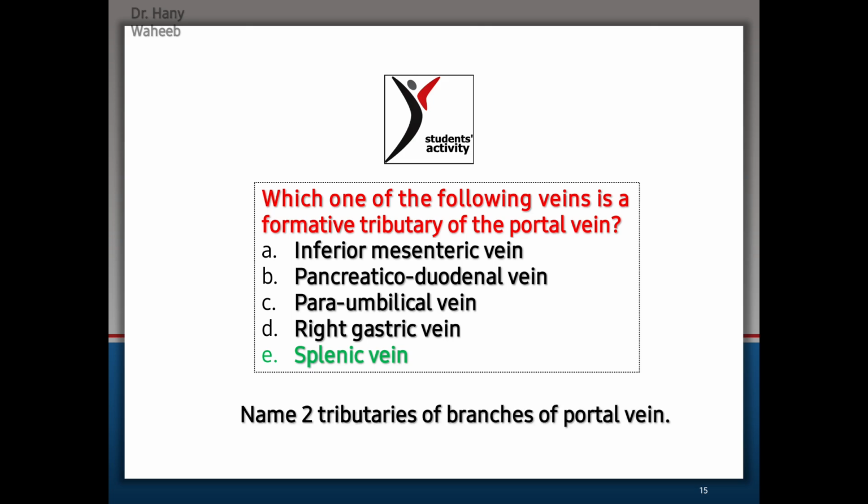Name 2 tributaries of the branches of the portal vein. The branches of the portal vein receive 2 tributaries: the cystic vein in the right branch and the para-umbilical veins in the left branch.